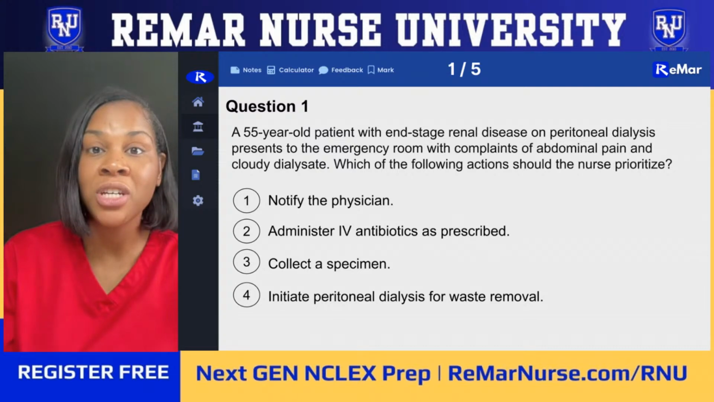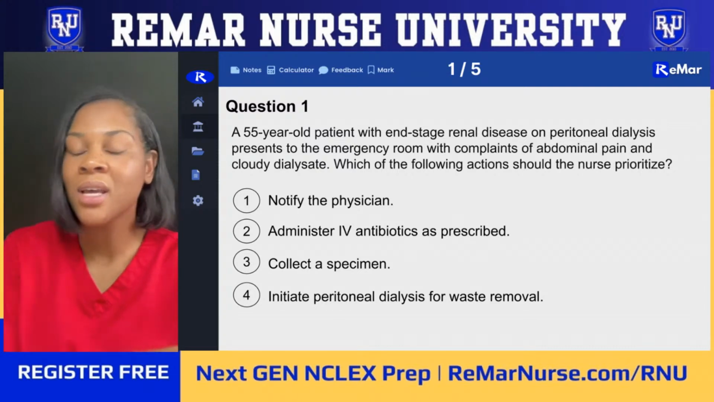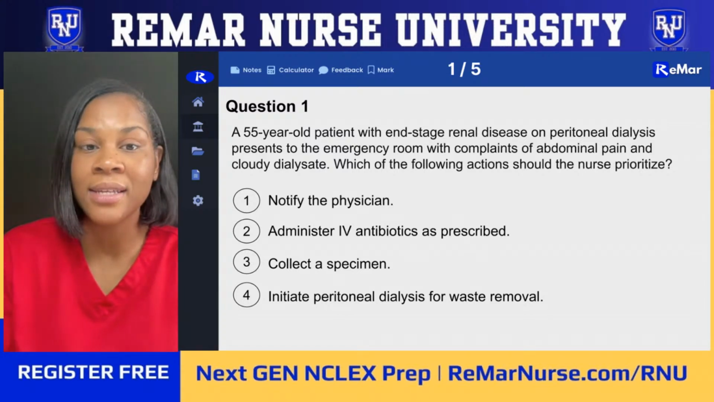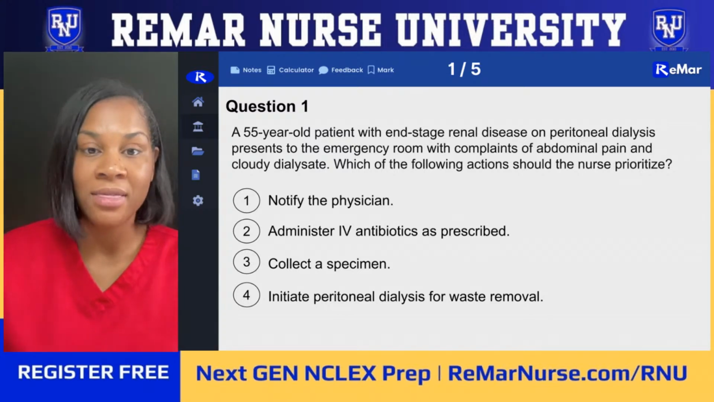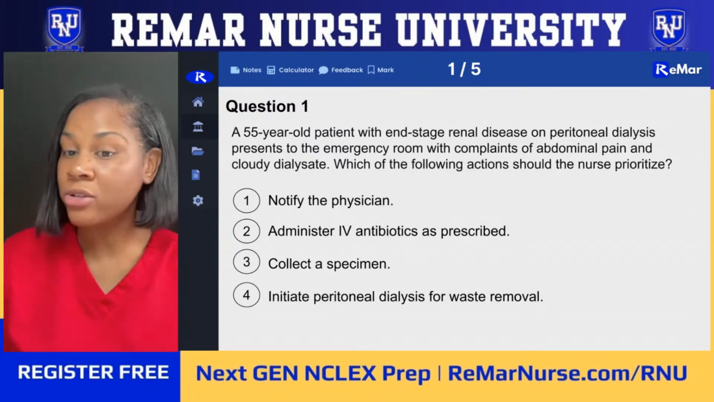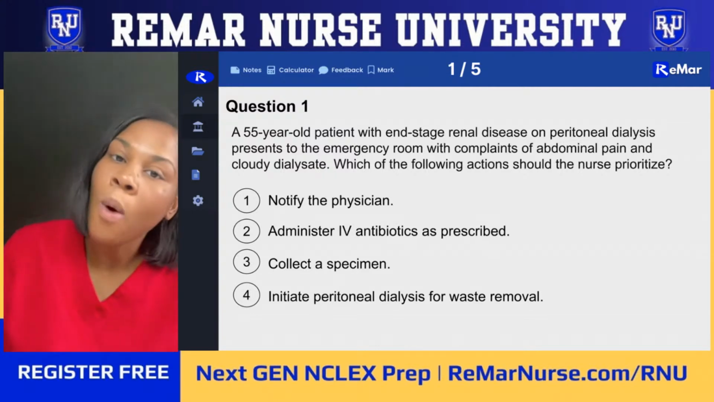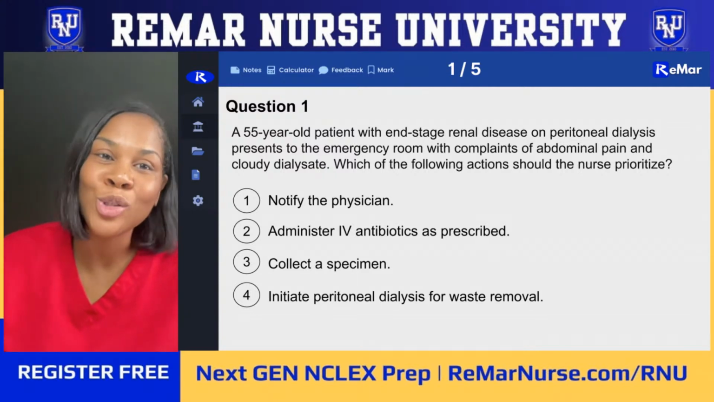A 55-year-old patient with end-stage renal disease. Okay, we already know that. We're talking about what? Peritoneal dialysis. That's the major answer point right there. The second is the location. Why does the location matter?